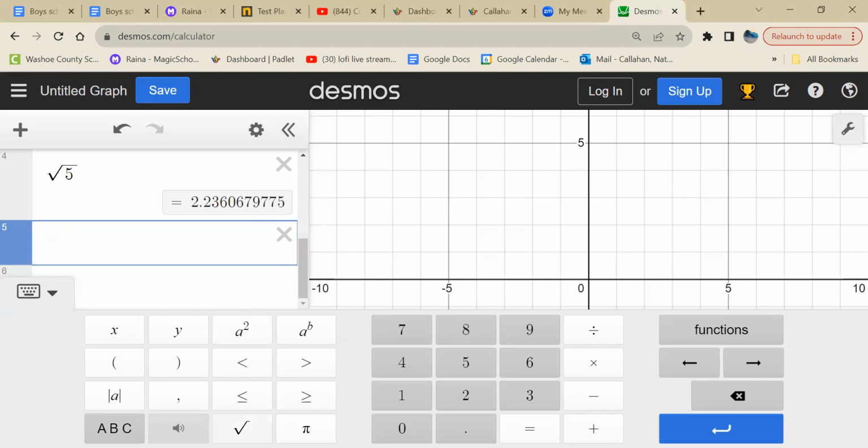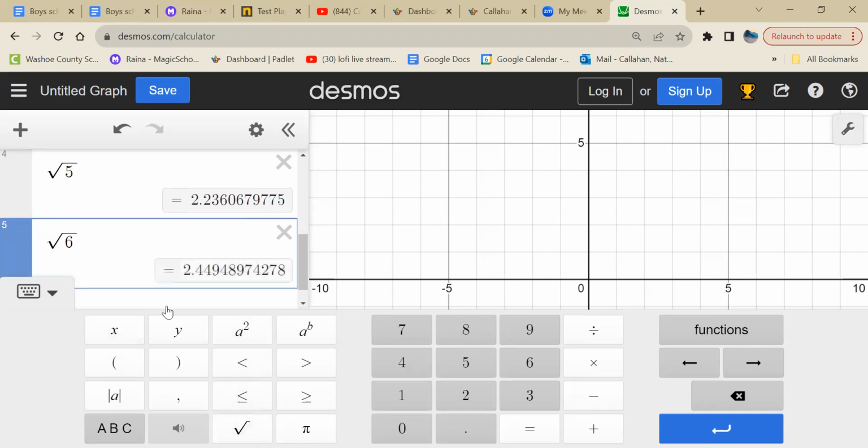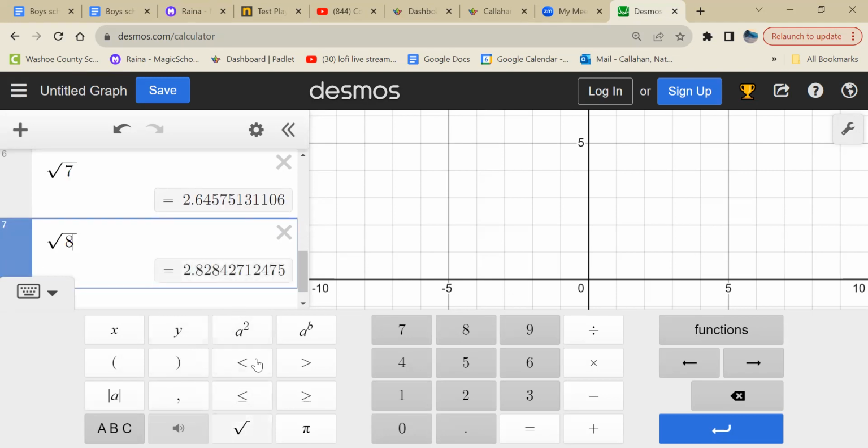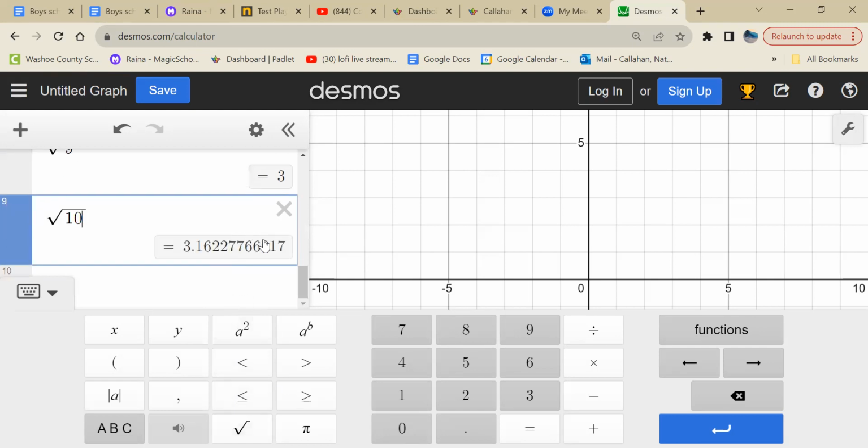Let's try square root of 6. That's also an irrational number. Square root of 7, an irrational number. Square root of 8, an irrational number. Square root of 9 gives you a 3. So that is a rational number. It's a whole number. And then square root of 10, which right here is also irrational.